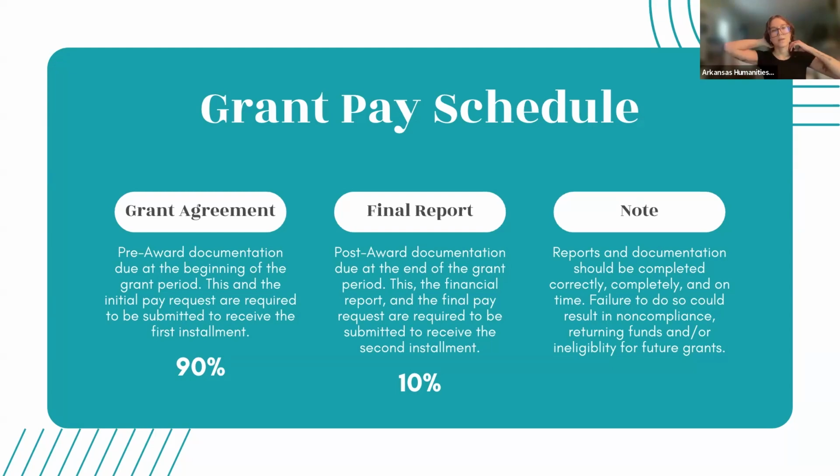So at the grant agreement, the pre-award paperwork with that and the first payment request are required. And so there's not a lot of receipt keeping for that portion. It's just mostly making sure your signatures are in order. All of the receipts really come in at the final report. We do request that these reports and documentation be completed correctly, completely, and on time. Otherwise, you could fall into non-compliance, and that would affect eligibility for future grants.